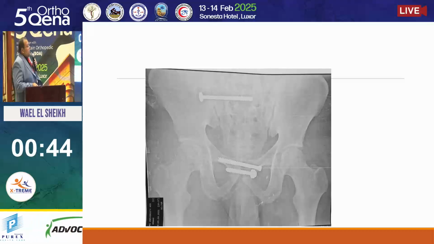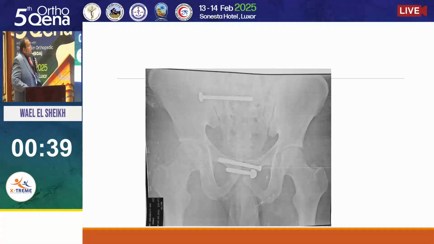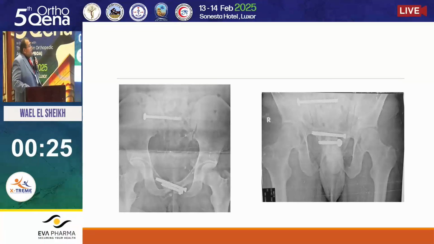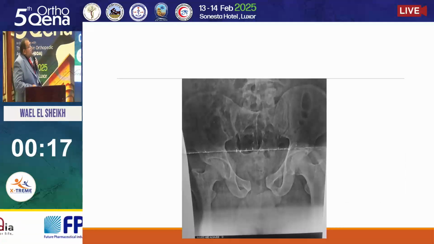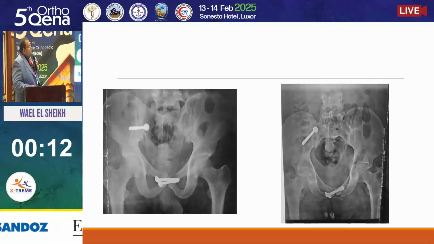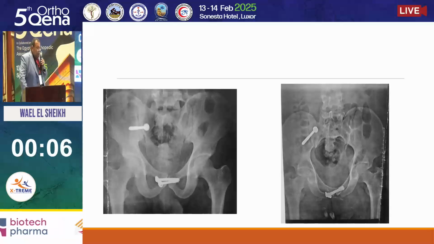The patient returned to his life, with no comorbidities of open plating, no problem of plate breakage or backing out of screws, which mostly happen with rigid fixation devices in the slightly mobile symphysis pubis. This is the inlet view, and this is the outlet view. Another case is a posterior ring disruption, transiliac, with a lateral compression screw posteriorly, a single screw, and two 7.3 millimeter screws anteriorly.